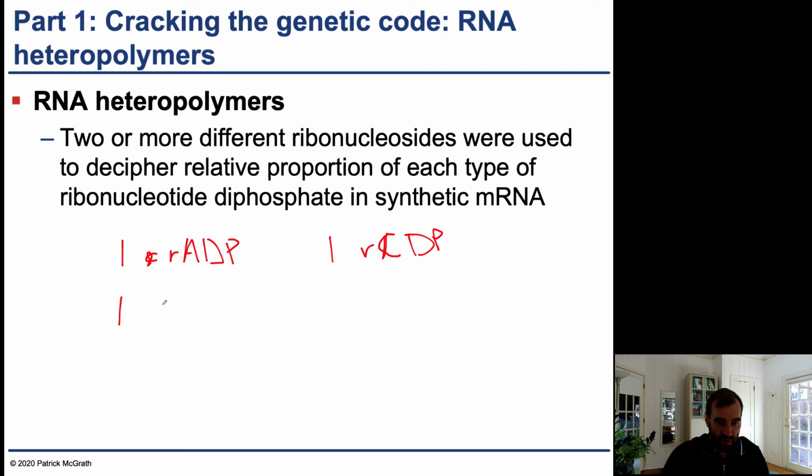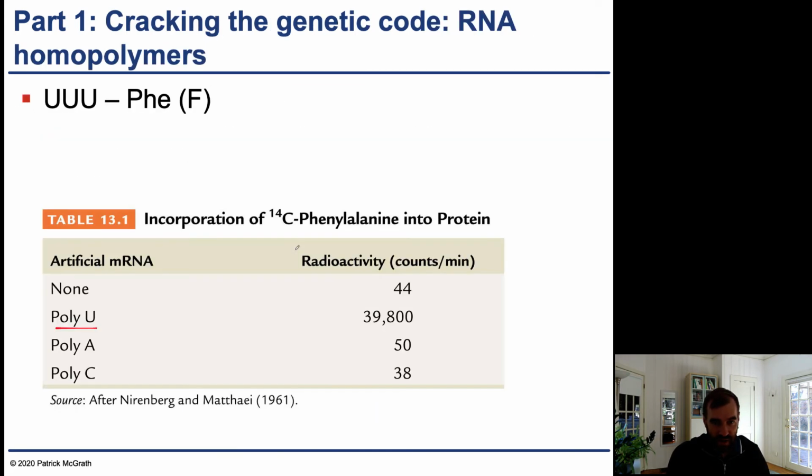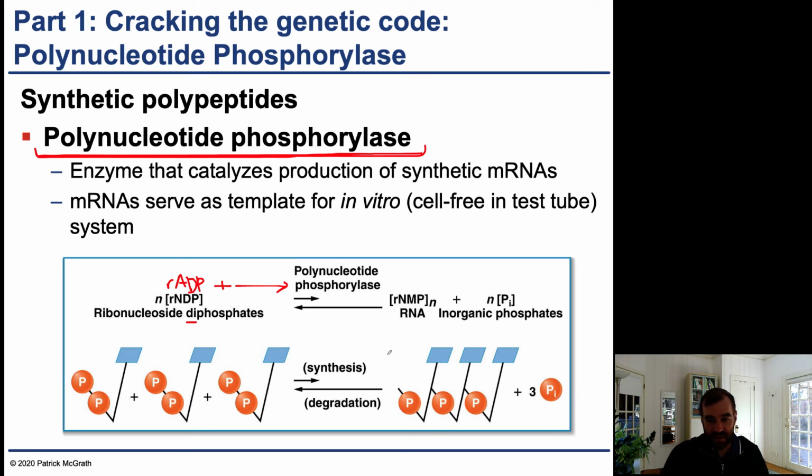But they also did experiments like this, where they might add 1 part ADP and 4 parts CDP. So now we know there's a lot more C's in this tube in order to form these single strands of mRNA. And sorry, I skipped a little bit of a step. One of the things they also were able to do is have an in vitro ribosomal system where an mRNA was able to actually produce a polypeptide.